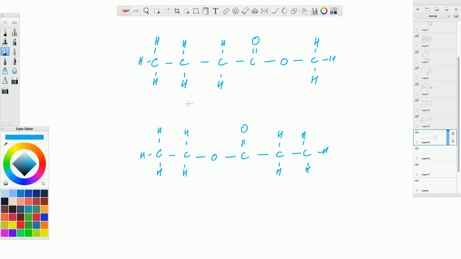Okay, so now this first one, always look for the carbon that has the double bond O. So this part going this way is the acid. 1, 2, 3, 4. 4 carbons means it came from butanoic acid. So the name is butanoate.